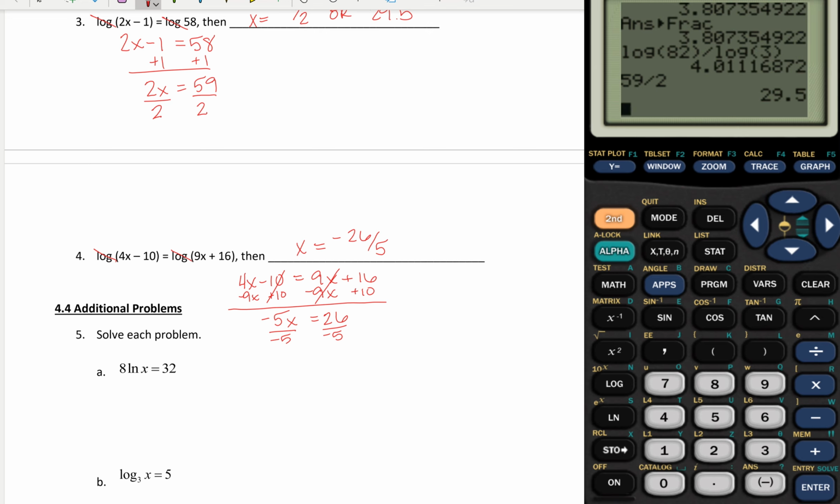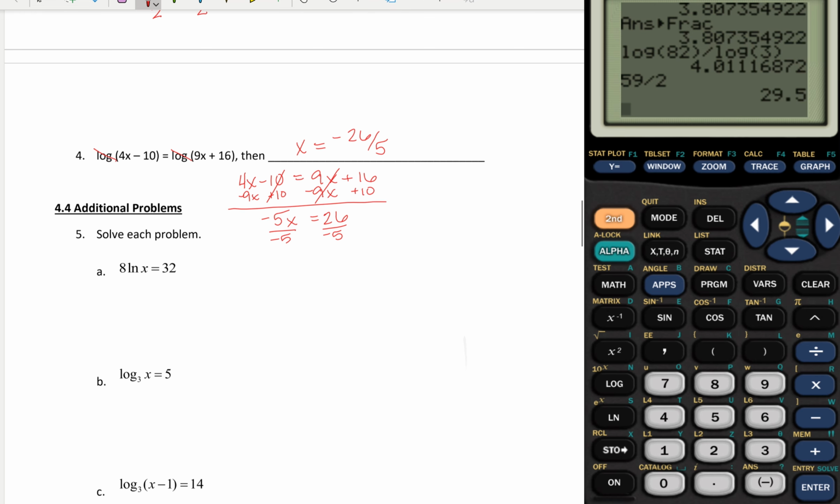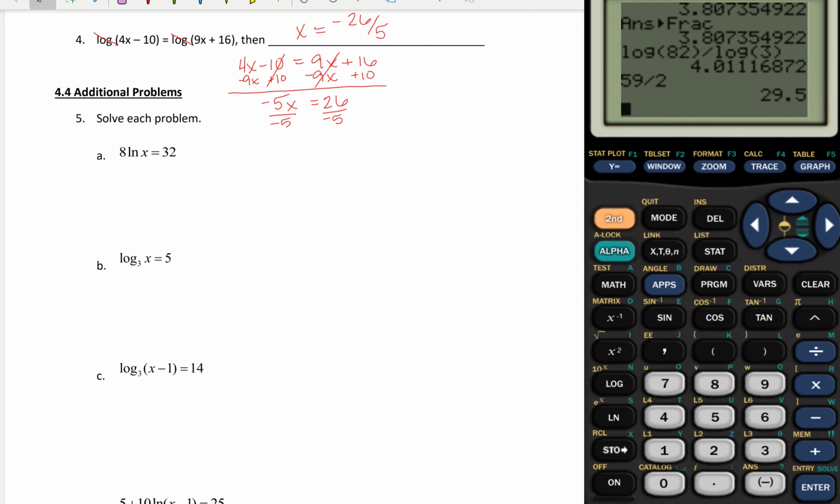So now we're going to move on to solving problems when they're not two logs equal to each other. We have to use different properties to get the logarithm by itself. So first, for A, we have 8 natural log of x equals 32. First of all, I need to move that 8 in the front to the other side. That is 8 times ln, so I'm going to move it by division, leaving ln of x equals 32 over 8, which reduces to 4.